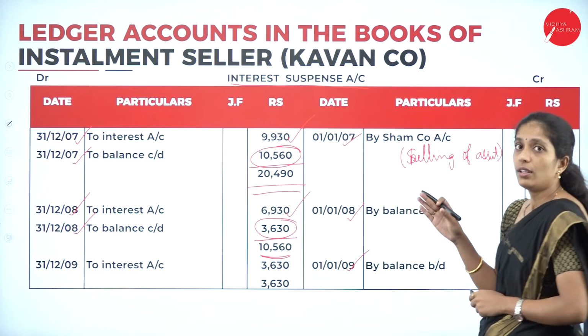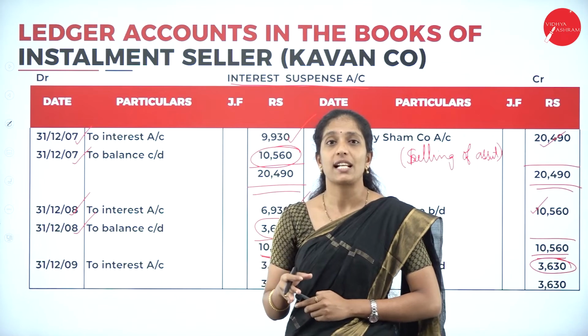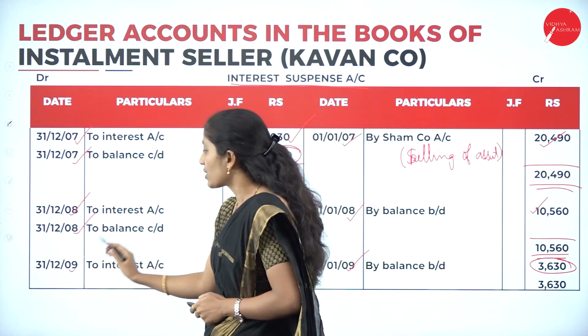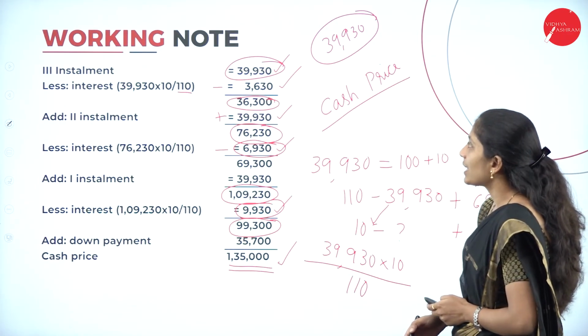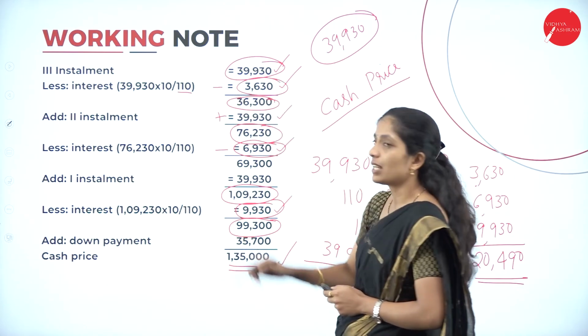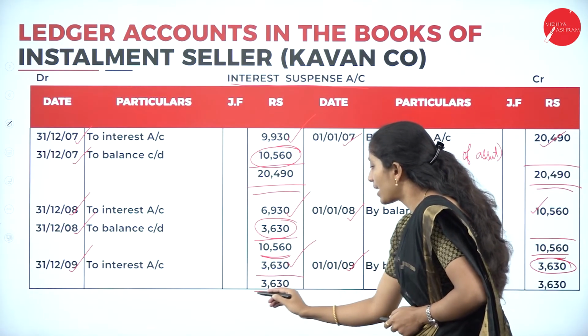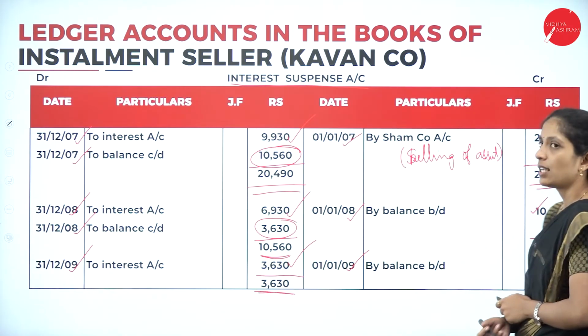Now in the third year, what is the interest? That is for interest due. What is the entry? Interest suspense account debit, to interest account. So write 31/12/09 to interest account. So what is the interest in the third year? That is 3,630. So record that amount. So in your debit side, it is 3,630 and in your credit side, it is 3,630.